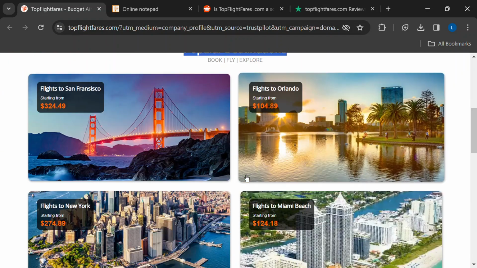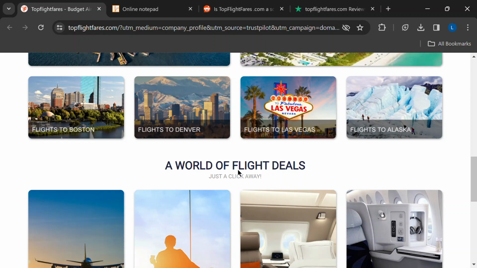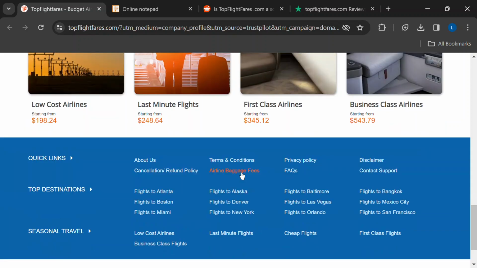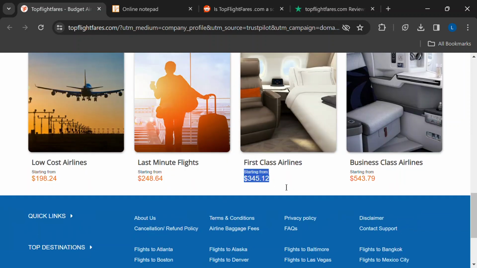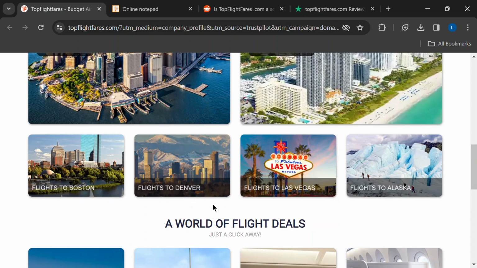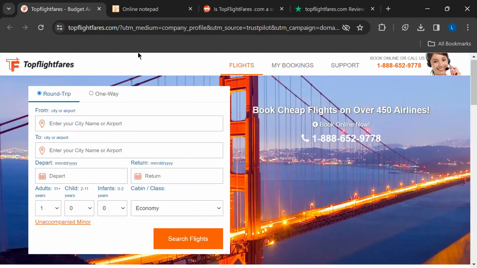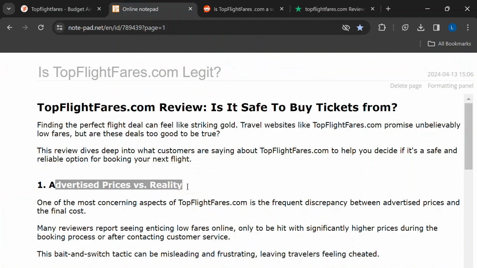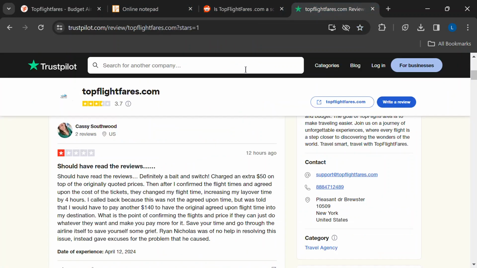Let's find out. So, the first thing that grabs your attention on TopFlightFares is those super low fares. They definitely make you want to book right away. But hold on a sec. Here's the catch. Many reviewers say the prices you see online aren't what you actually pay. They end up much higher after you contact customer service. This bait and switch tactic is a major red flag.